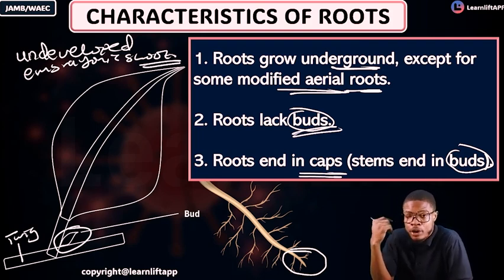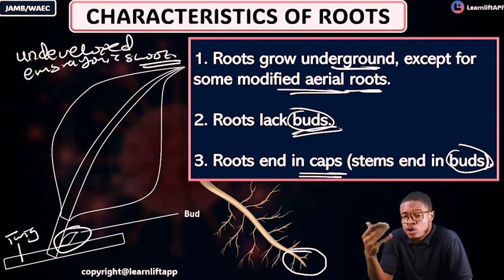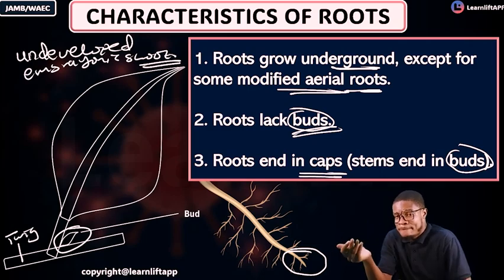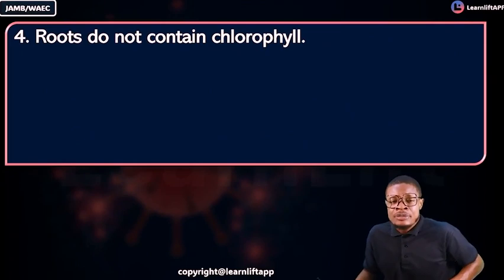Your roots, do they have bud or do they lack bud? They lack bud. It is in the stem, in your shoot system, that you will be hearing things like your bud. Does it make sense? Your roots, how do they end? They end in a cap, but stems, they end in what? In bud.